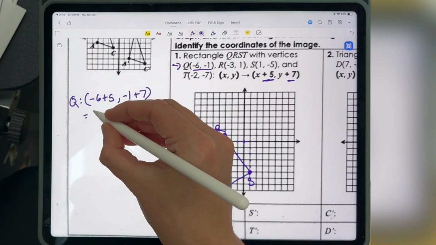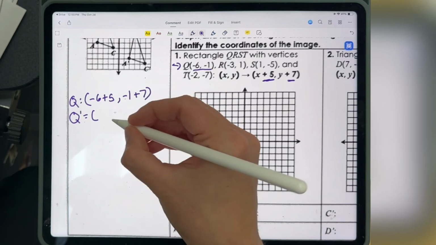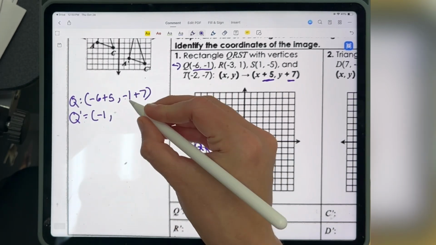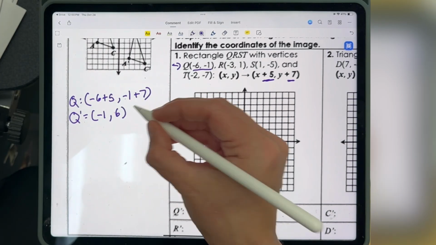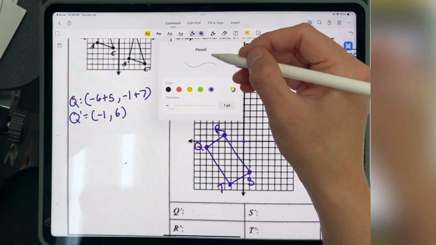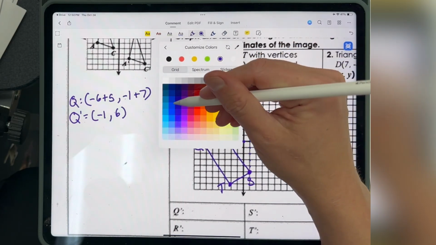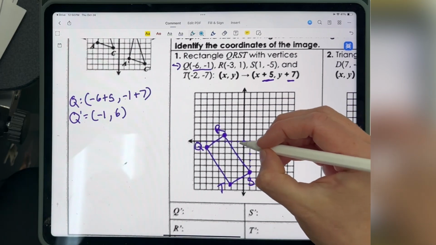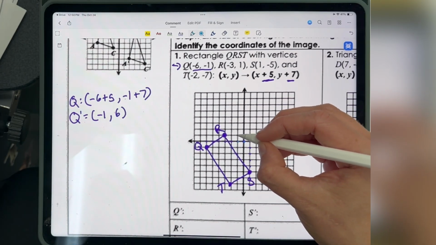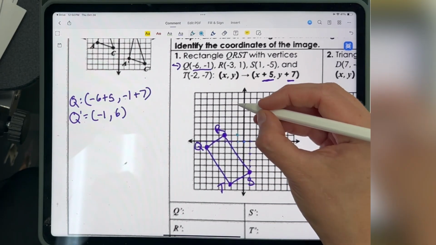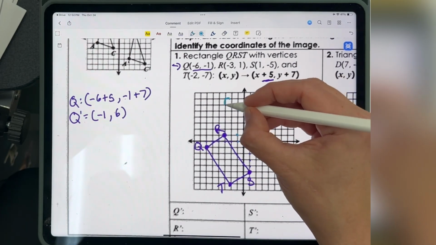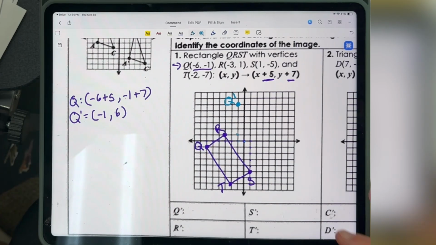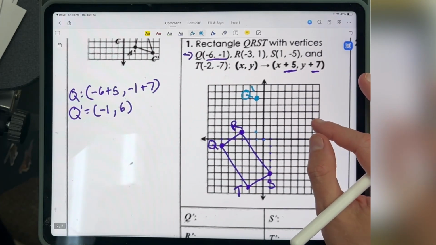So where would Q be at? Q prime would be at -6 + 5 is -1, and -1 + 7 is +6. I'm going to use a whole different color for this one. I love this blue. So at -1, start at the origin, go over 1, up 1, 2, 3, 4, 5, 6. Right there. And then you would write Q prime. Hopefully you can see that. I'll change the color next time.